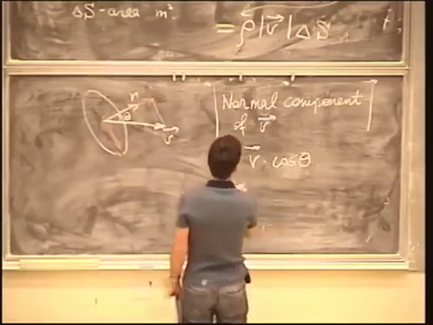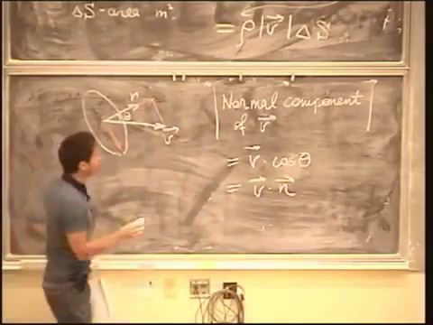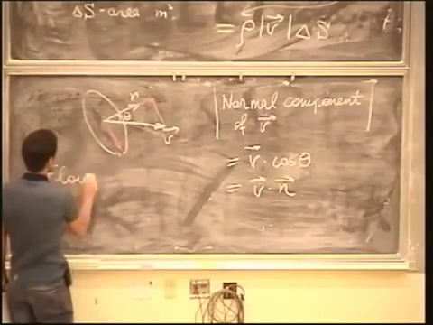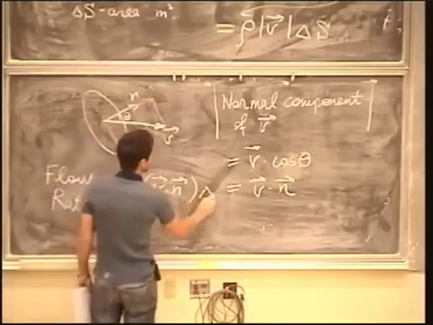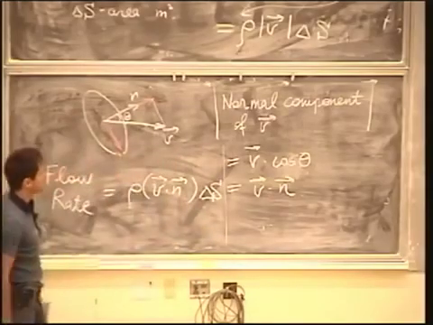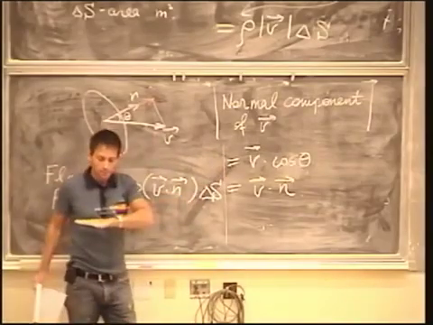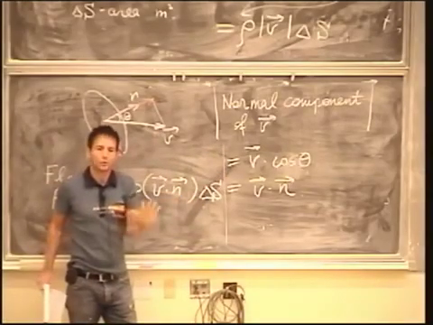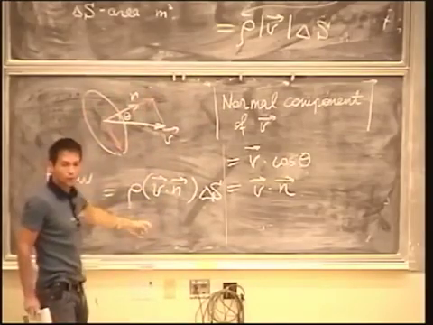That's this normal component, and that's just v dot n. So my more general formula is going to be like this. The flow rate is going to be rho times v dot n times delta s. Okay? So I hope I convinced you that in this idealized situation, where you have the uniform flow of this liquid, the velocity vector is the same everywhere, and the normal vector is the same everywhere, the rate of flow is given by this formula.